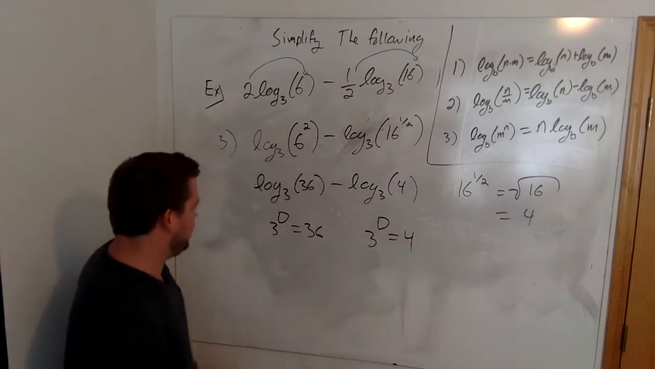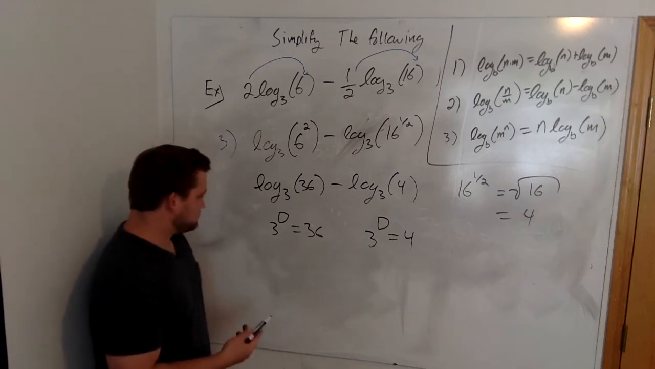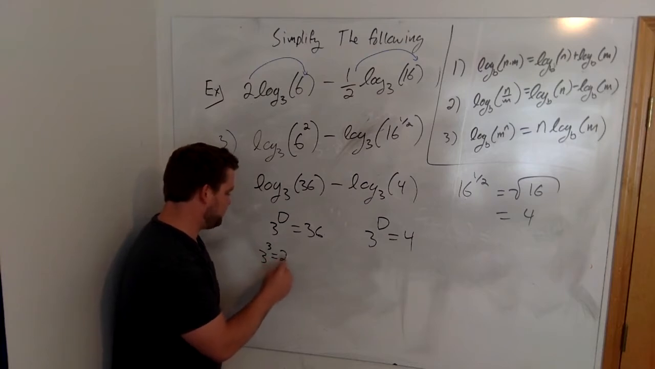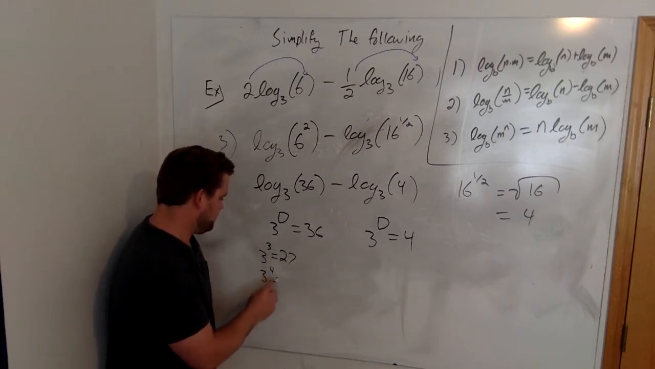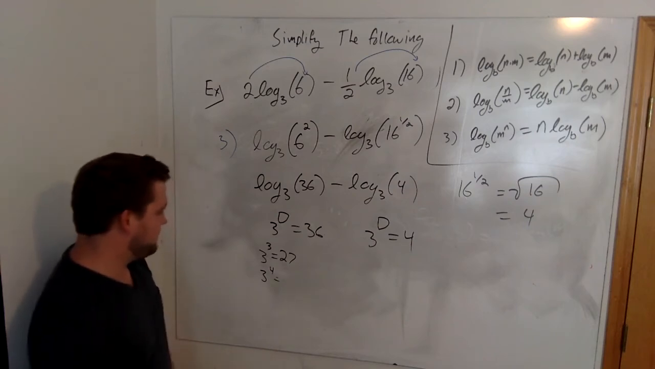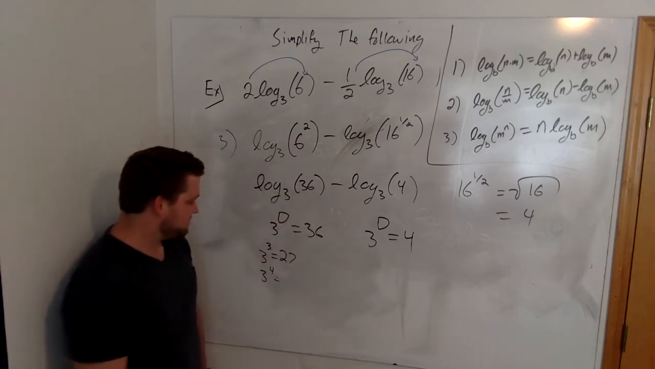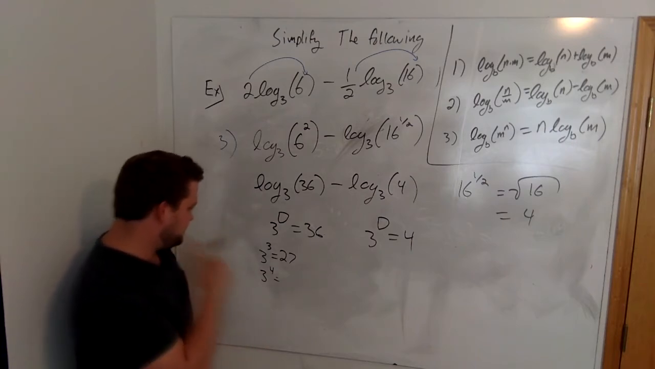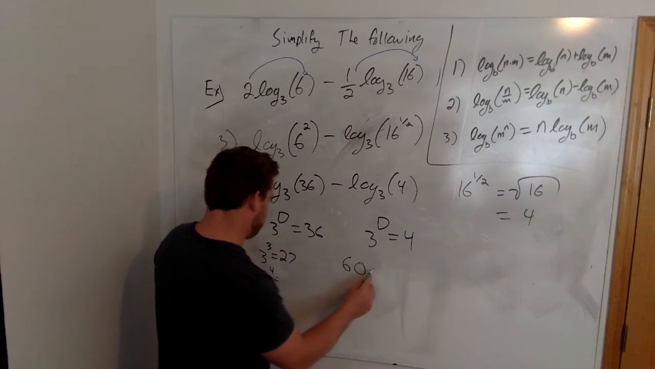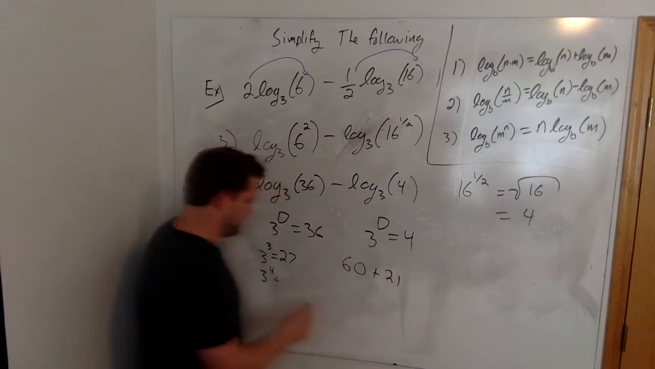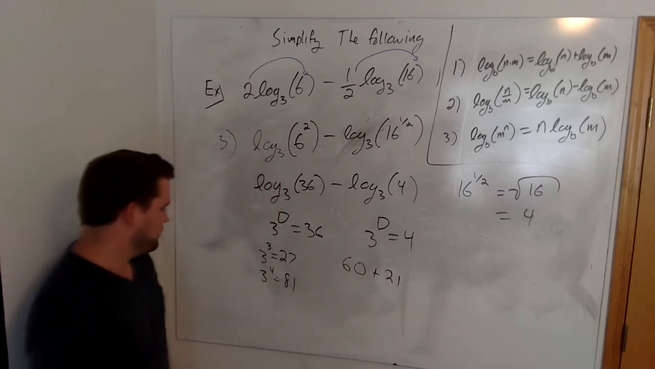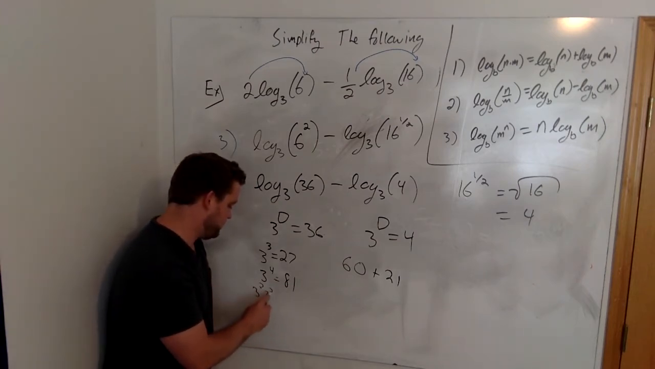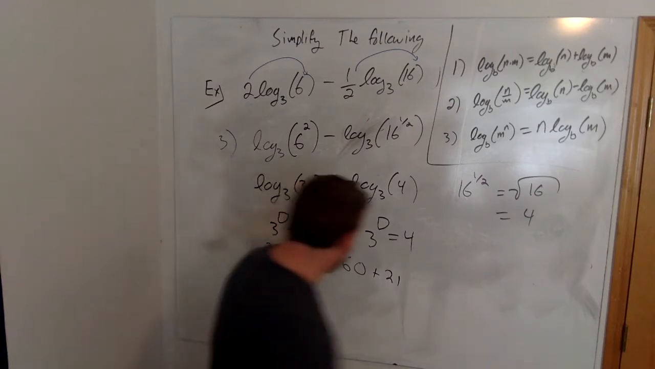Well, I don't know. 3 cubed is 27. 3 to the 4th is 27 times 3, which is bigger than 36. What would that be? I should have thought about that. This is like 3 squared times 3 squared, and 9 times 9 is 81. Okay.